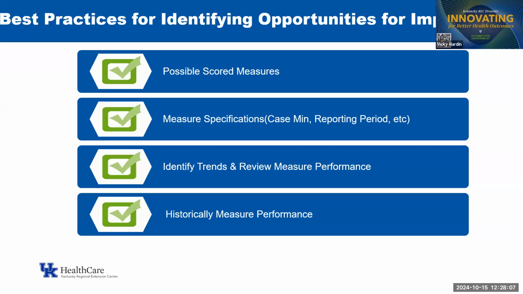But if you've previously been scored on administrative claim measures and you have patient level data, then you can review that data and start identifying some data trends and review the measure performance. Also look at your historical measure performance to establish where you were, where you would like to be, and identify those data trends that could possibly move you up the scale for improvement.